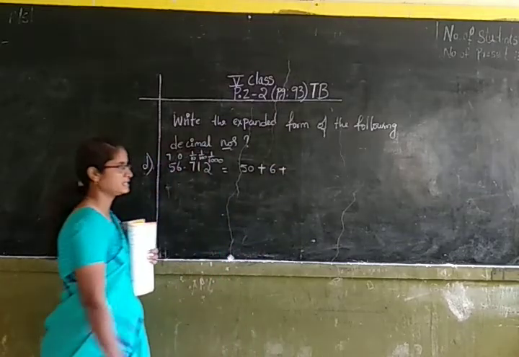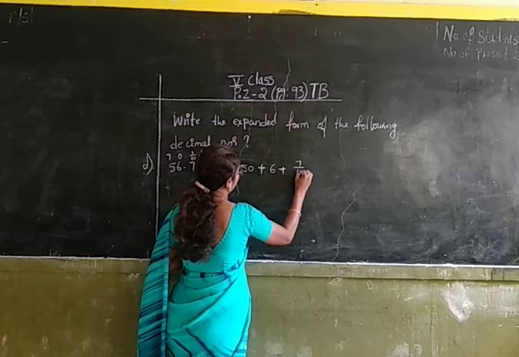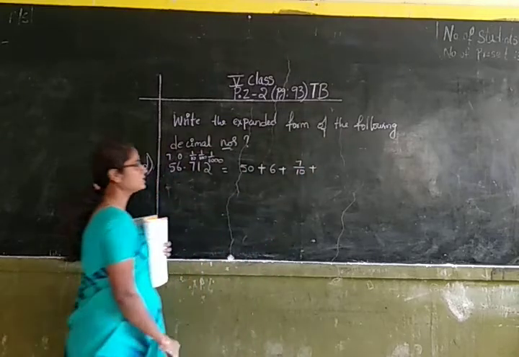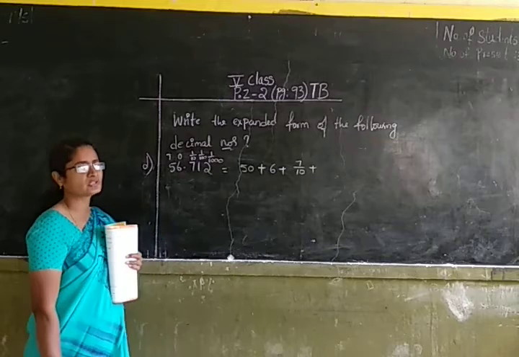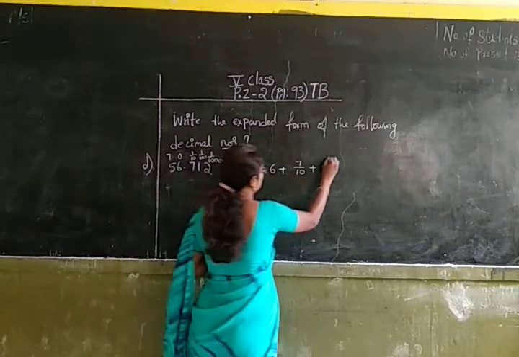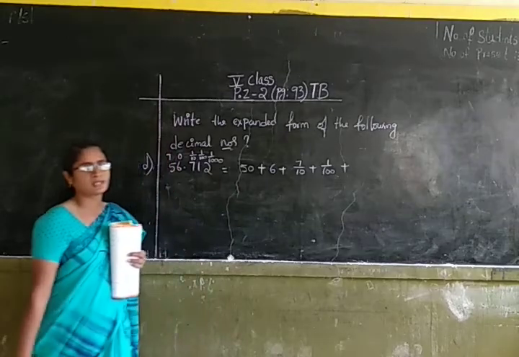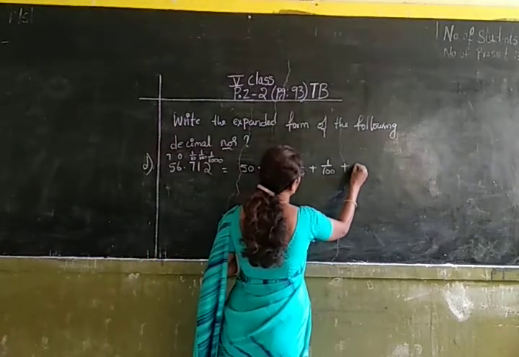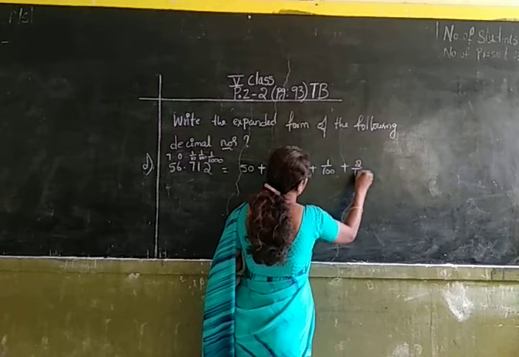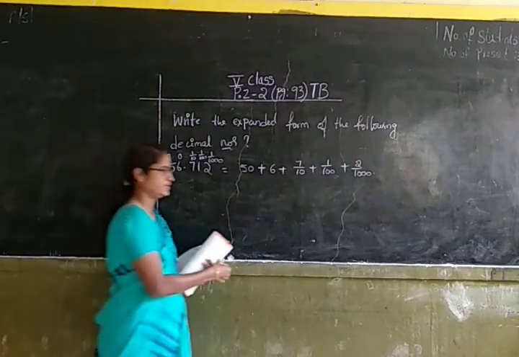Plus 7 is in tens place, 7 into 1 by 10, which is 7 by 10. Similarly, 1 is in hundreds place, its place value is 1 into 1 by 100, which is 1 by 100. 2 is in thousands place, its place value is 2 into 1 by 1000, 2 by 1000. Okay, children. This is the way of writing the expanded form.